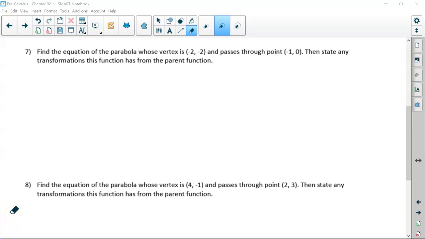Welcome back to section 2.1. We're going to be talking about some word problems and writing equations of these parabolas now.